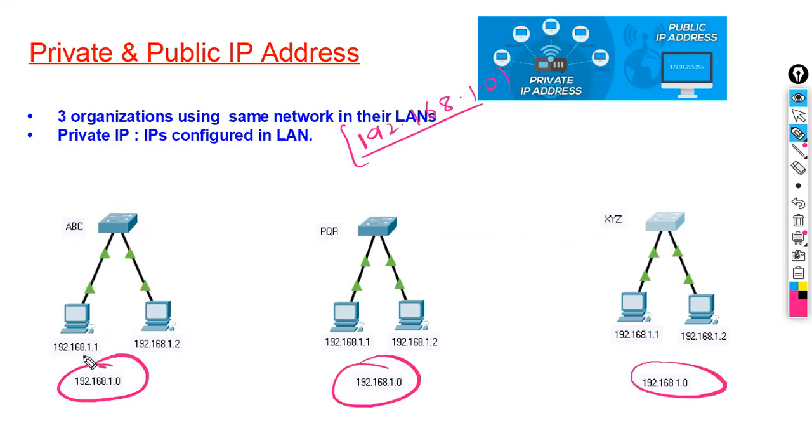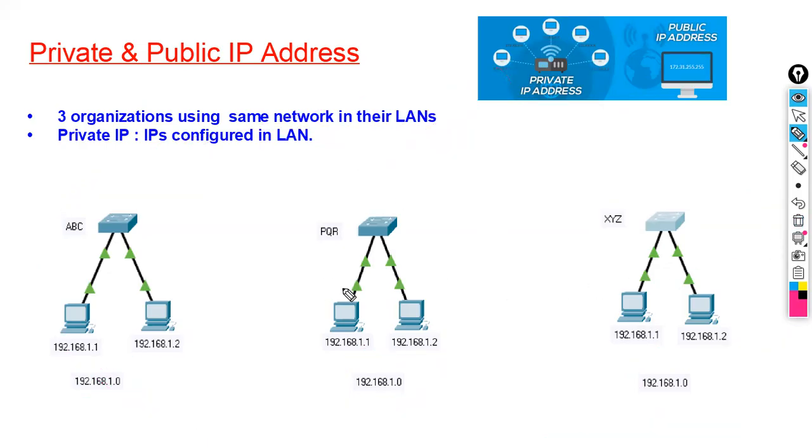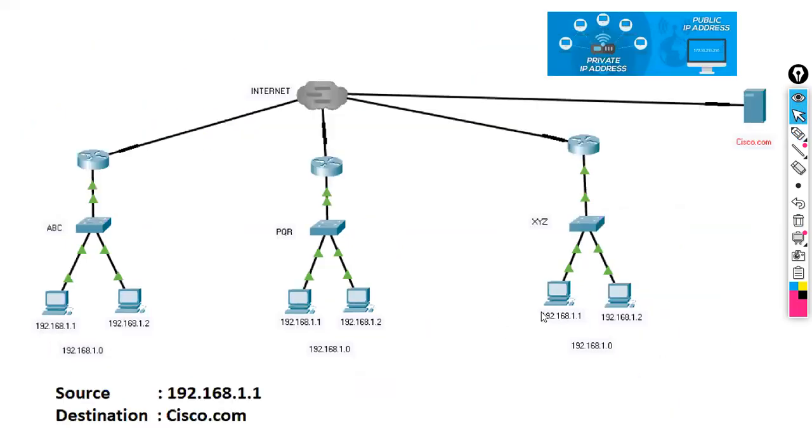Okay, guys, is there any problem if all these three organizations are using the same network? If you see the same IP addresses 1.1, 1.2 in all three LANs, is there any problem? In this scenario, do you see any problem? No, because they are not connected. The switches are different, the networks are different, and they are not connected with each other. So there is no problem. They can use it.